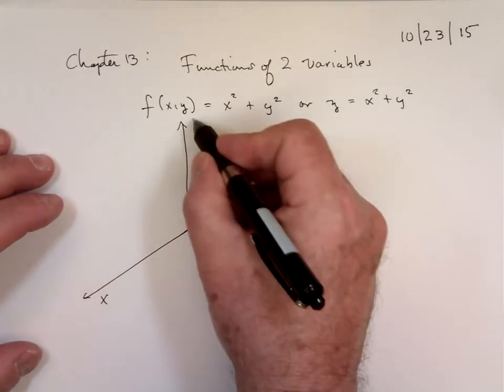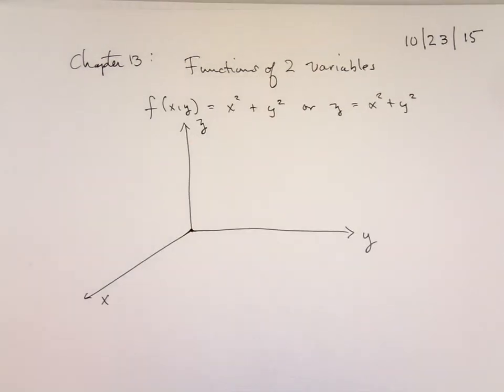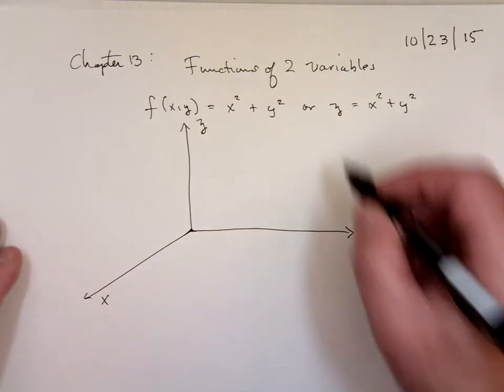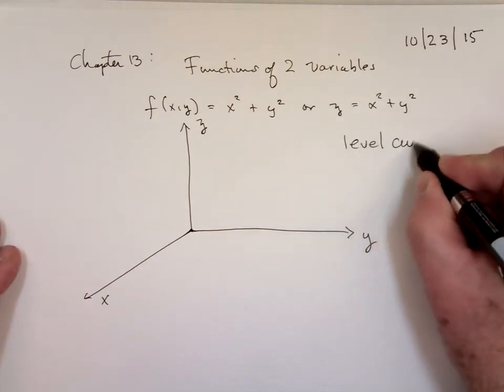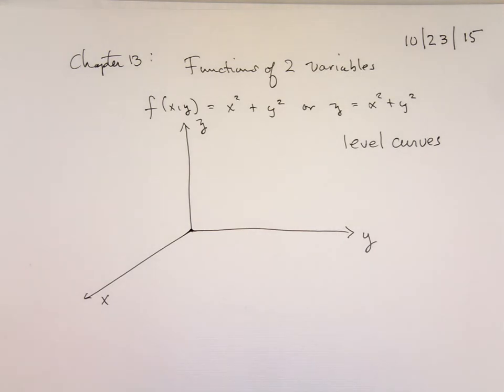Now, what will this surface look like? Well, there's a couple ways to do this. One way to get an idea of what the surface looks like is to do what are called level curves, and that's what we're going to do here. Level curves are the intersections of our surface with planes parallel to the xy plane.